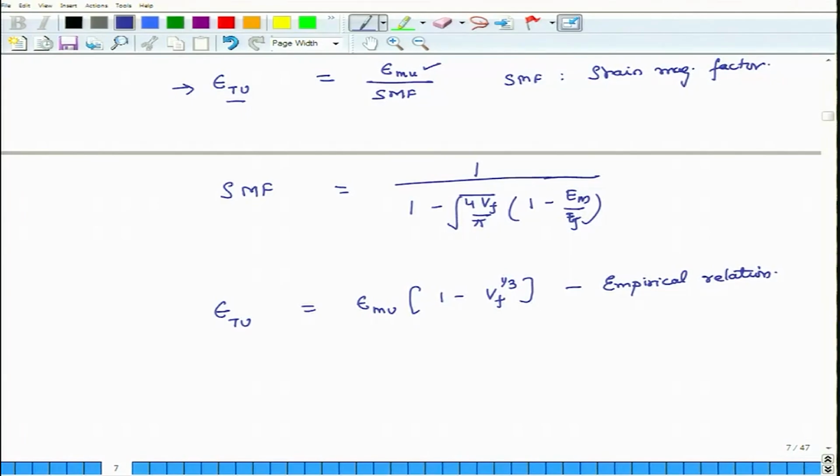So, if Em over Ef is fairly small, then this type of relation gives reasonably okay results, and this is a simpler formula. So, we can very quickly use this formula to compute the failure strain of a unidirectional laminate when it is loaded in tension in the transverse direction. So, this is what I wanted to cover, at least in context of transverse strength of composite materials.